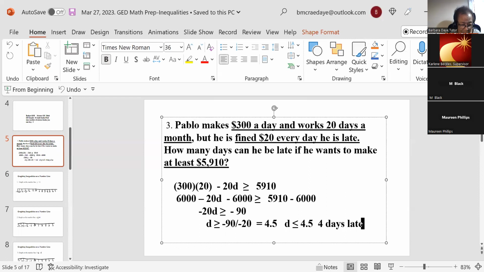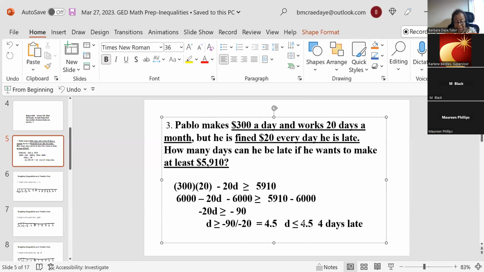If you're not going to get paid for half a day, you have to be late a full day. No, Pablo can only be late 4 days if he wants to make $5,910. So if he's not late at all, he makes the 6,000, right?